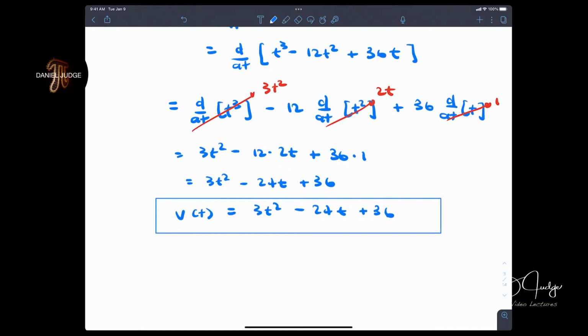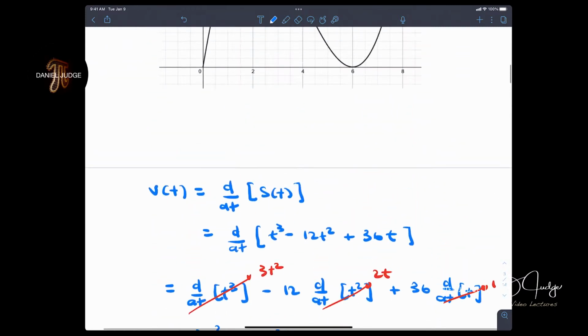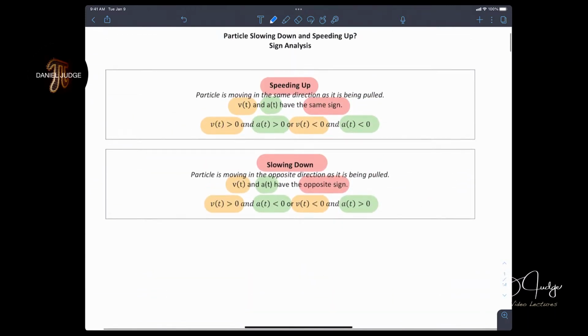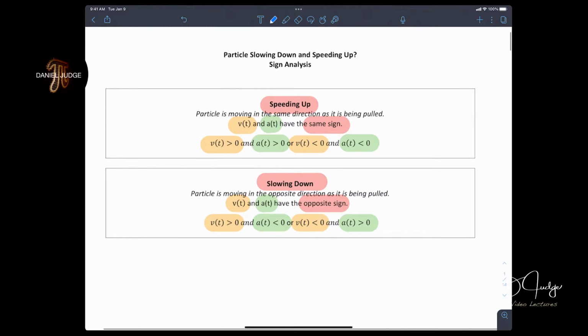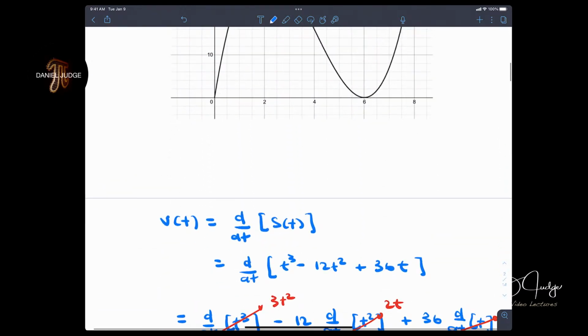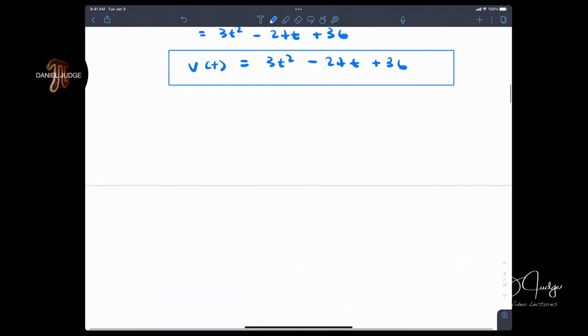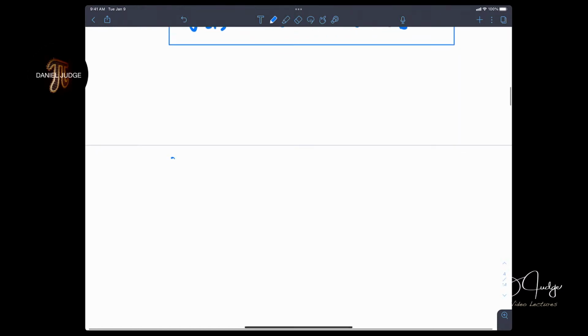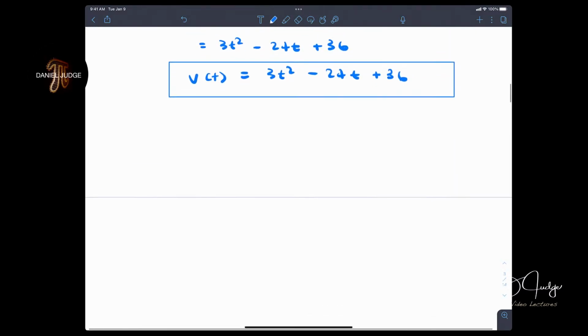We want to find where this velocity function is positive, negative, and zero, because we're going to talk about the speeding up and slowing down criteria that we have here. So we need to perform sign analysis on the velocity function, but also on the acceleration function. So here's what I'm going to do now. I'm going to take that velocity function and differentiate it. Acceleration, by definition, is the derivative of the velocity. So let's differentiate velocity.